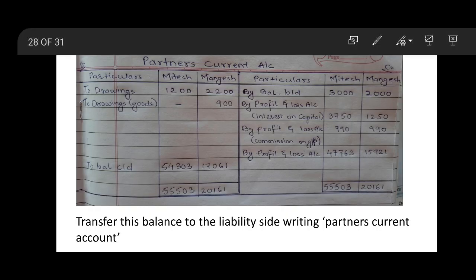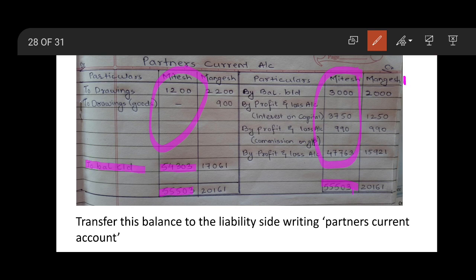The next is to close down partners' current account. We'll go for Mitesh first. Credit side of Mitesh, debit side of Mitesh. The credit side is greater. Write the total here. Transfer the same total. This side, after deduction, you will get this amount. So this will be called as to balance closed down, carried down.